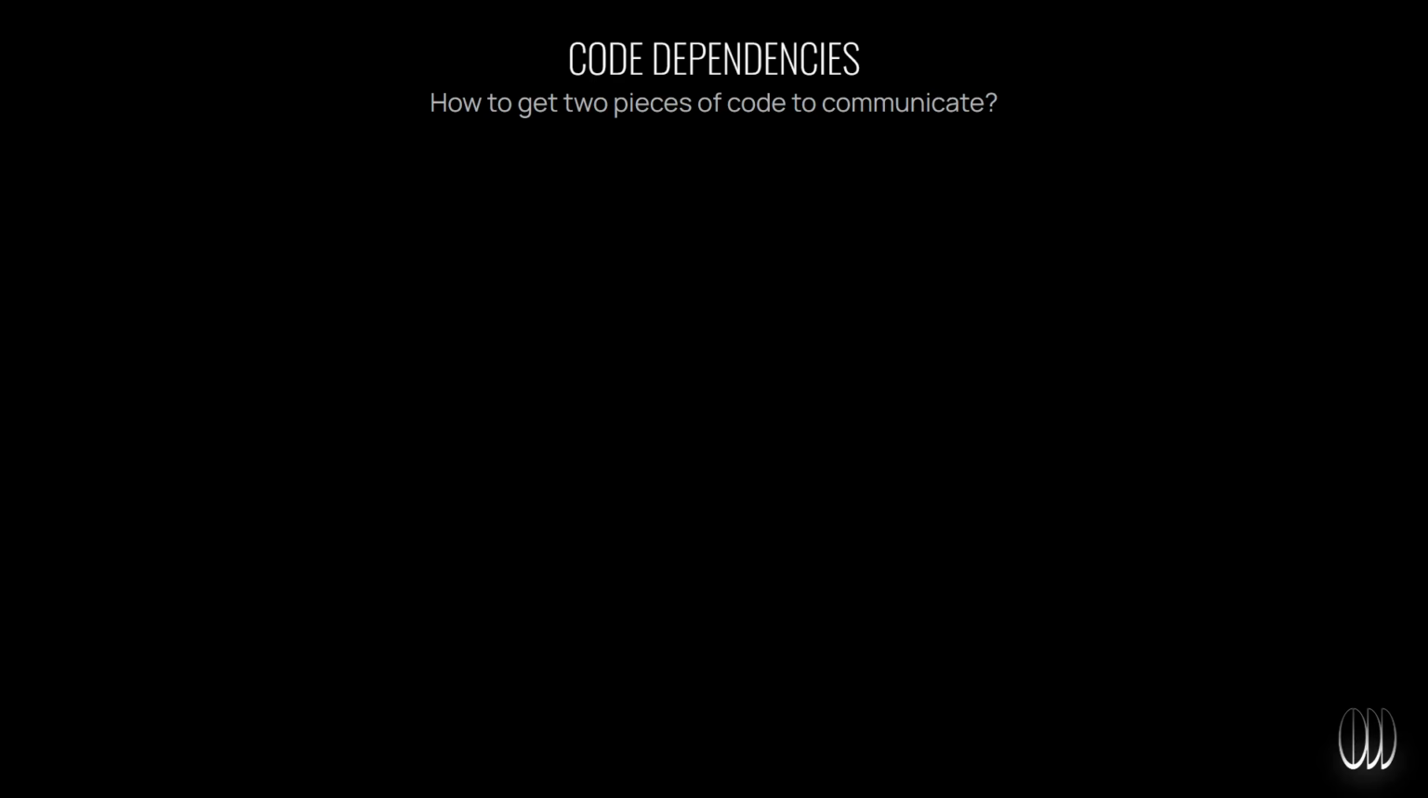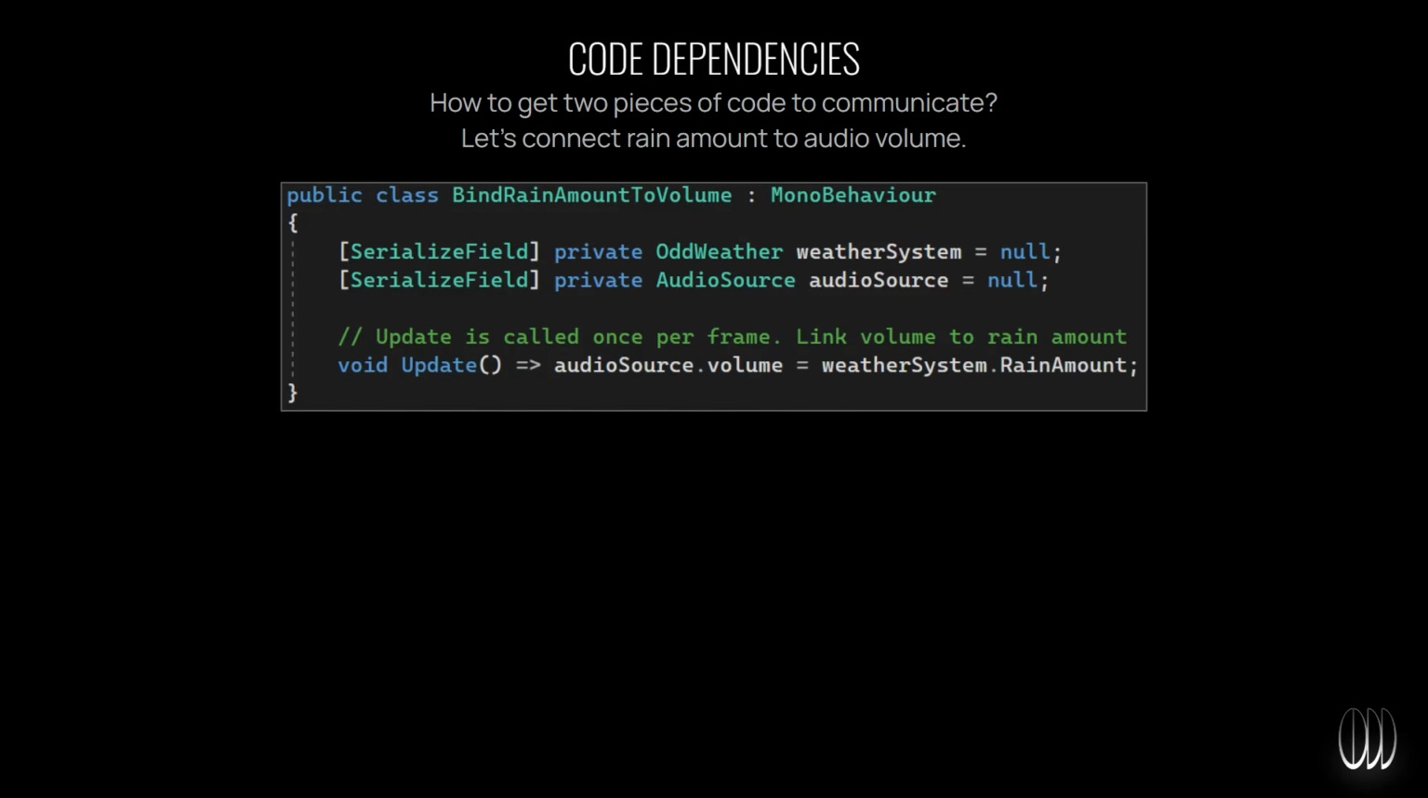You want to define the volume of a sound based on the rain intensity. It could be the sound of rain droplets impacting the ground. So you want to link the rain intensity to the audio volume. No rain, no sound. To do that, you need to know how much it's raining and which audio source you want to affect the volume. The script could look like this.